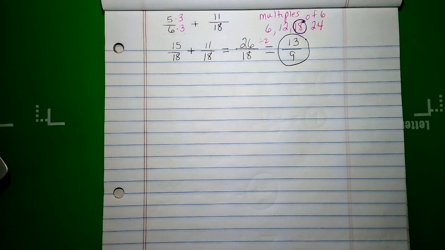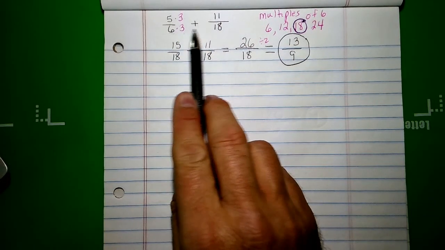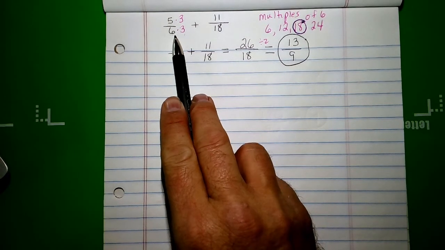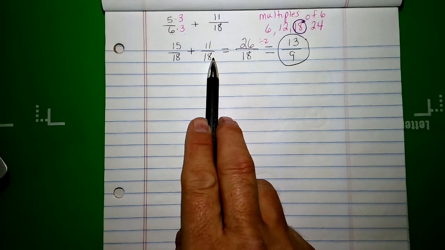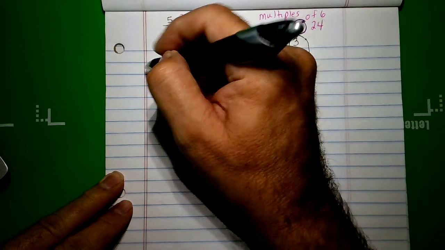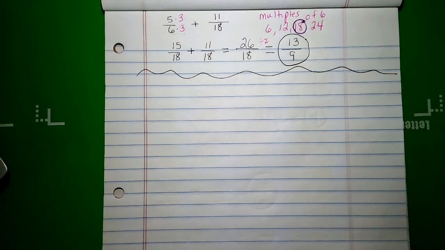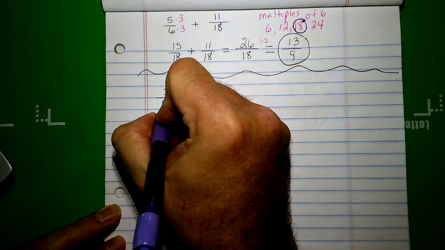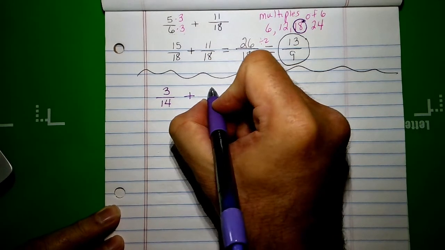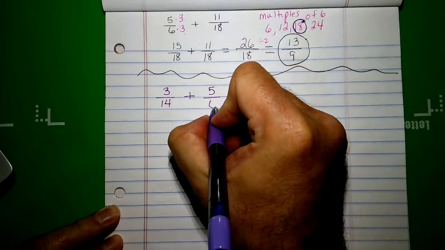We always reduce our fractions. Notice how you have to always have a common denominator. Okay? This one started with a 6, so we need to rewrite it so that we have the same denominator. Okay? Here's another one for us to do. 3 over 14 plus 5 over 6.